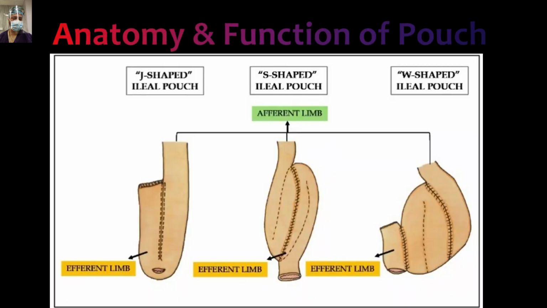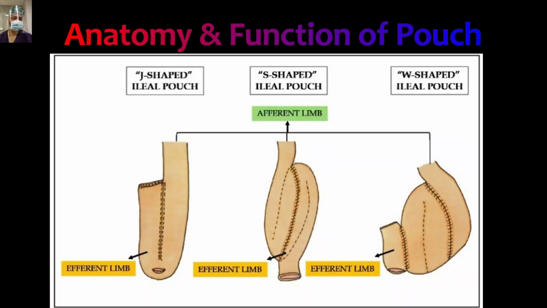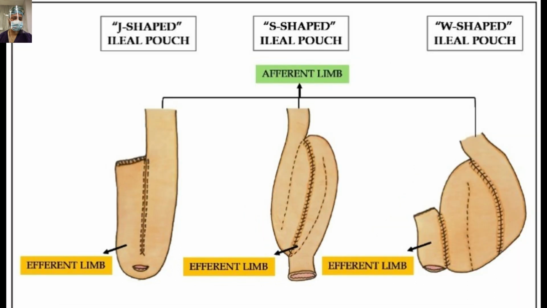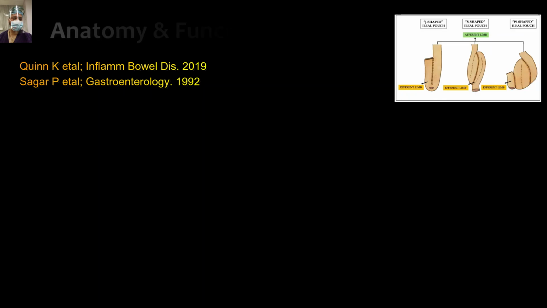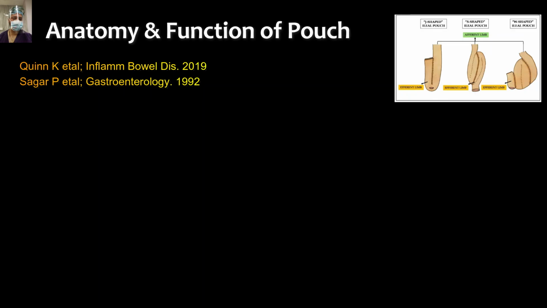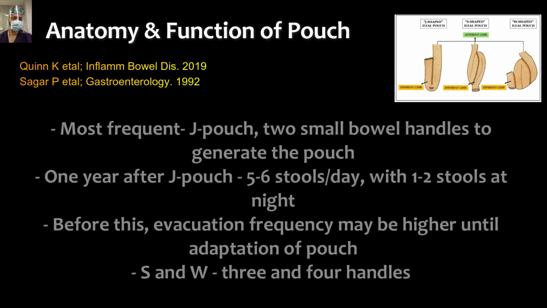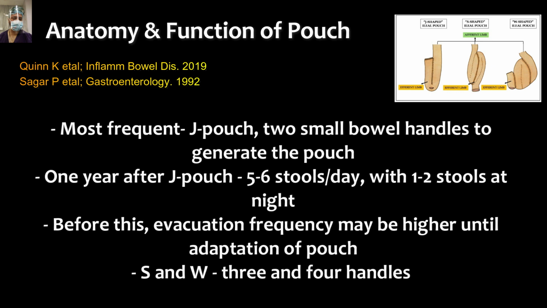So basically we have different kinds of pouches, and the most common pouch is the J pouch, where we fire a stapler between the 2 limbs of the ileum, and these are sewn together. So this is the J pouch. Most commonly we follow this pouch, and other options are the S pouch and W pouch. For theoretical purposes, just remember, but the best pouch with the best function is the J pouch, and our discussion will be focusing on this entity only. As I said, the J pouch is the most common pouch used, and here there are 2 handles, while in the S pouch we have 3, and in the W pouch we have 4 handles.